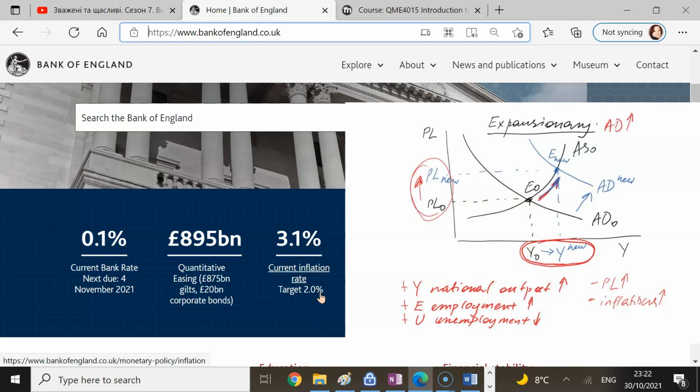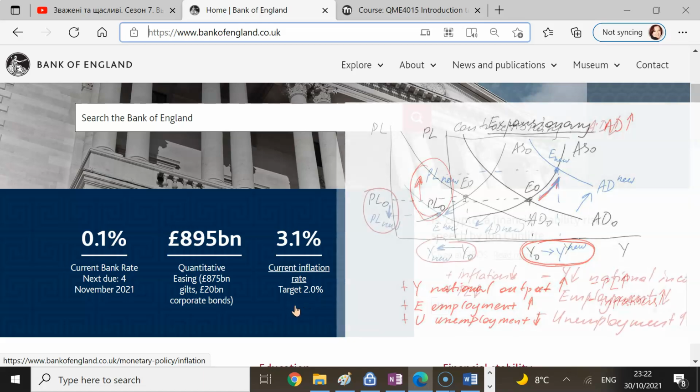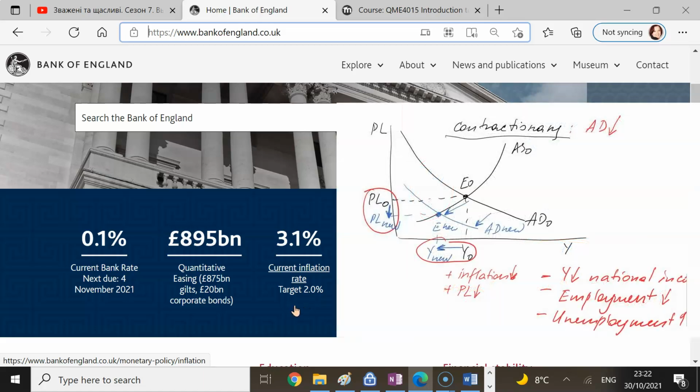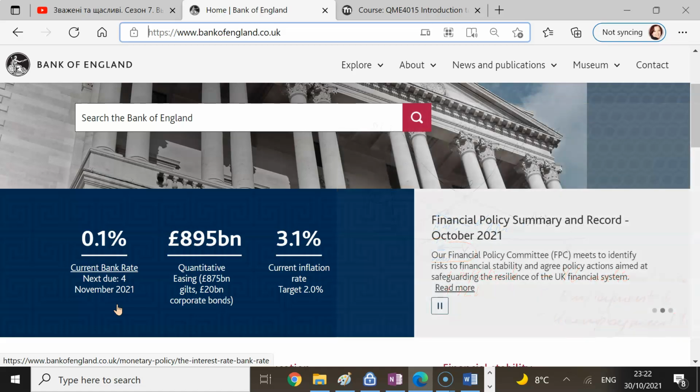Our current inflation is significantly above the target, which means that we might need to implement contractionary policy now. And this is what is likely to happen in the nearest future. The central bank is likely to increase interest rates in order to discourage the economy from overheating.